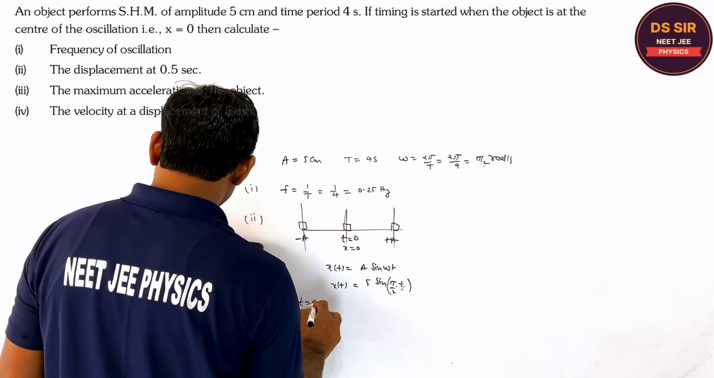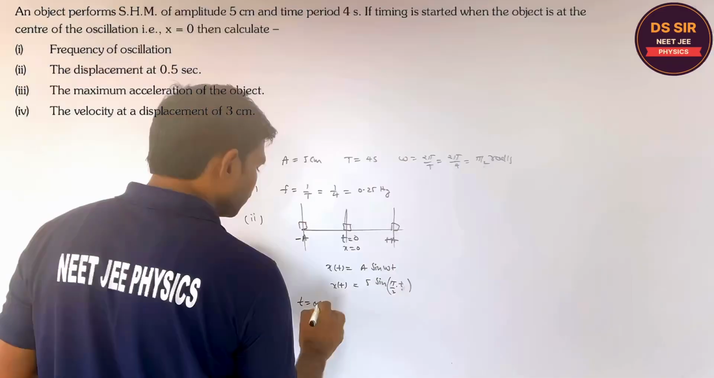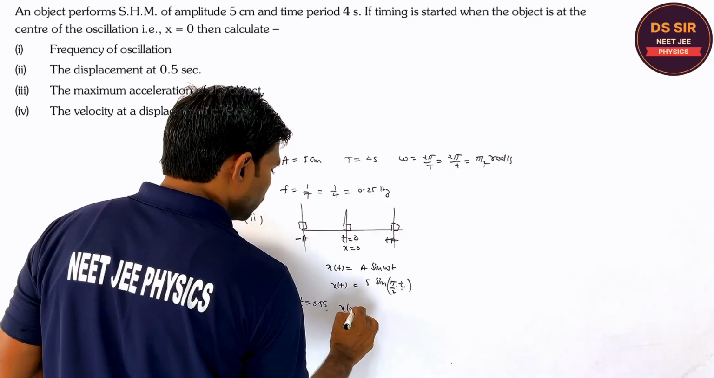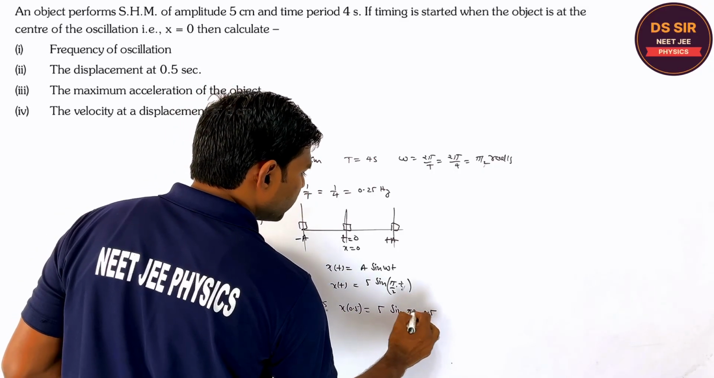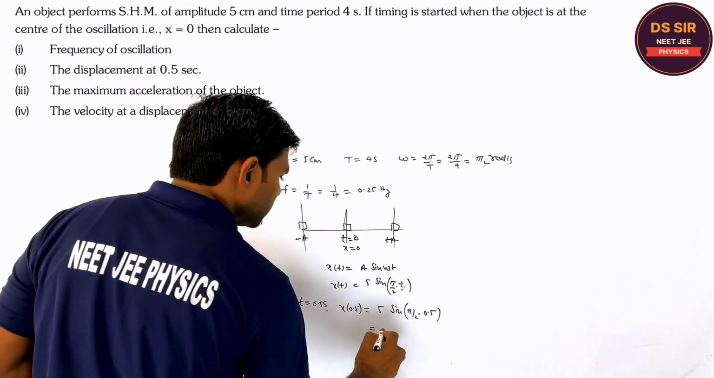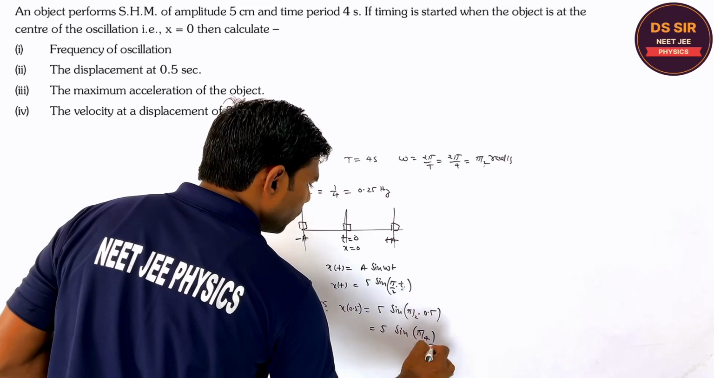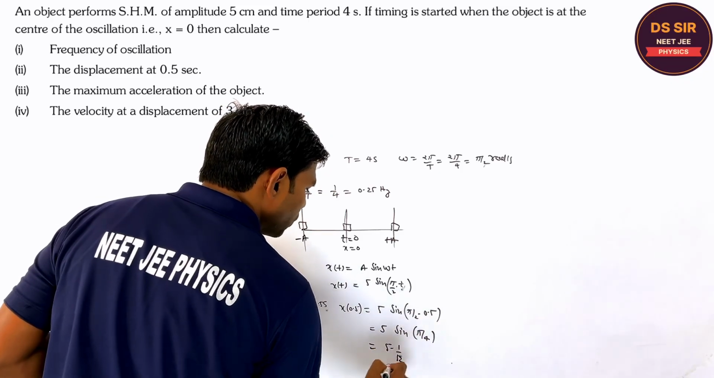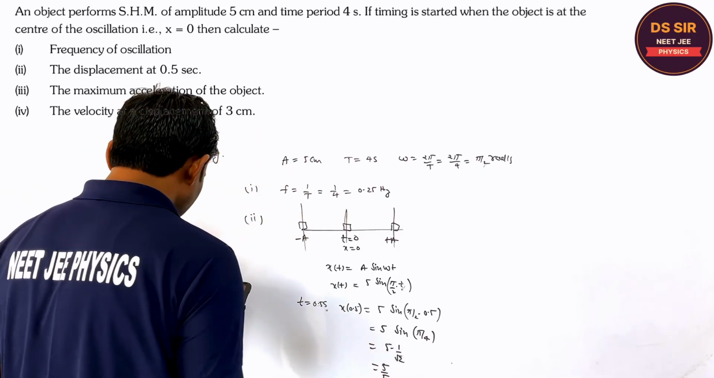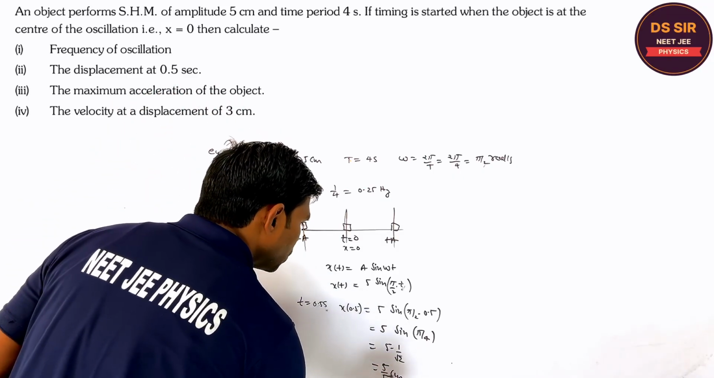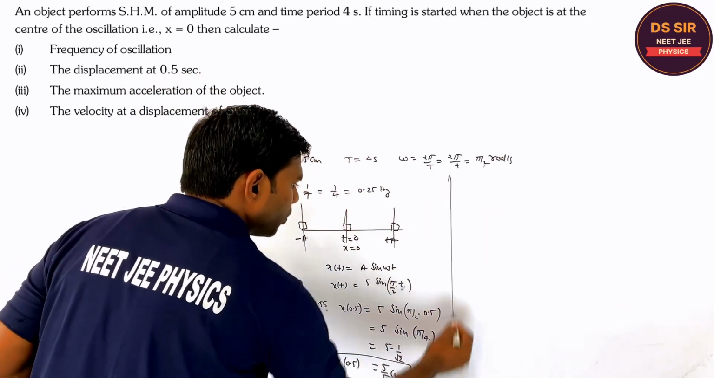So at t is equal to 0.5 second, they are asking the displacement, right? At 0.5 second, you will put 5 into sine, pi by 2 into 0.5. Is it clear or not? So this is 5 into sine, and it becomes pi by 4. So 5 into 1 by root 2. So the displacement is 5 by root 2, right? And it is in centimeter. So this is the displacement of the particle at 0.5 second. Is it clear or not?